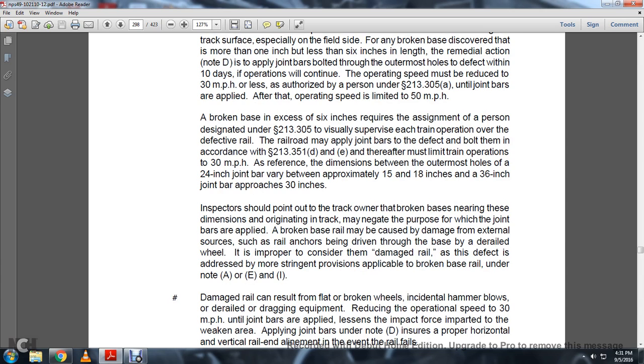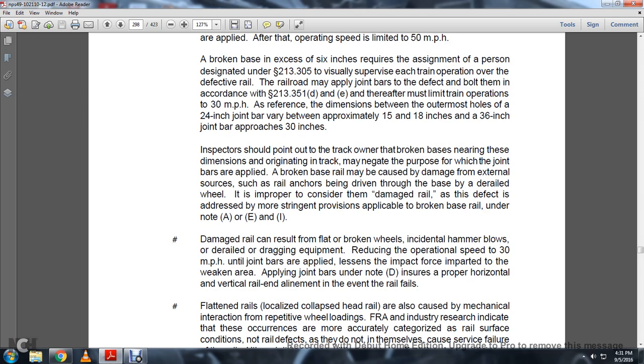The railroad may apply joint bars to the defective rail with bolts in them in accordance with 213.351 D and E. The most limited operation of 30 miles an hour refers to the dimension between the outermost of the holes, 24 inches. The joint bar varies approximately 15 to 18 inches, with a 36 inch to 30 inch approach. An inspector should point out the track where the broken base is nearest to the dimension, for which the joint bars are applied.